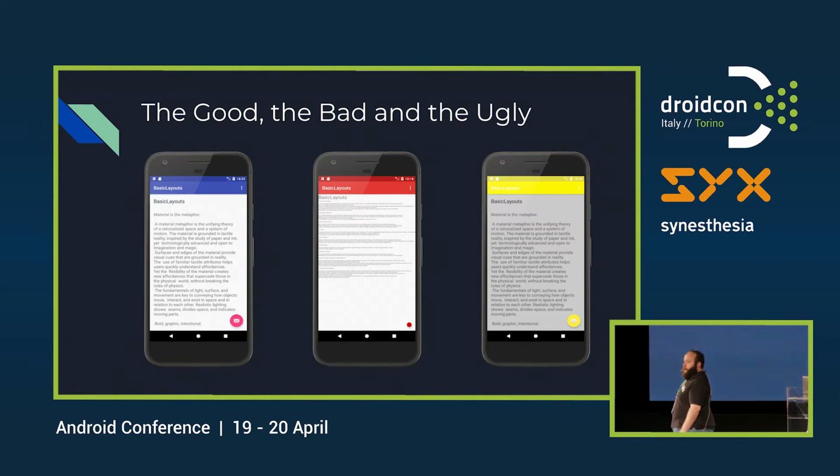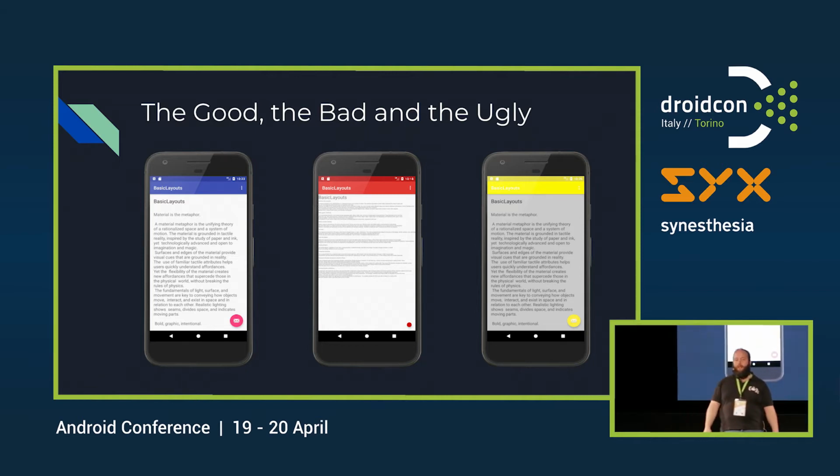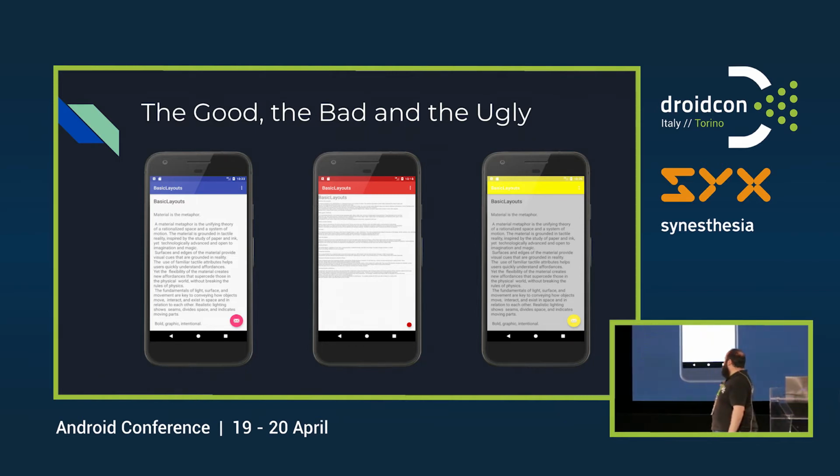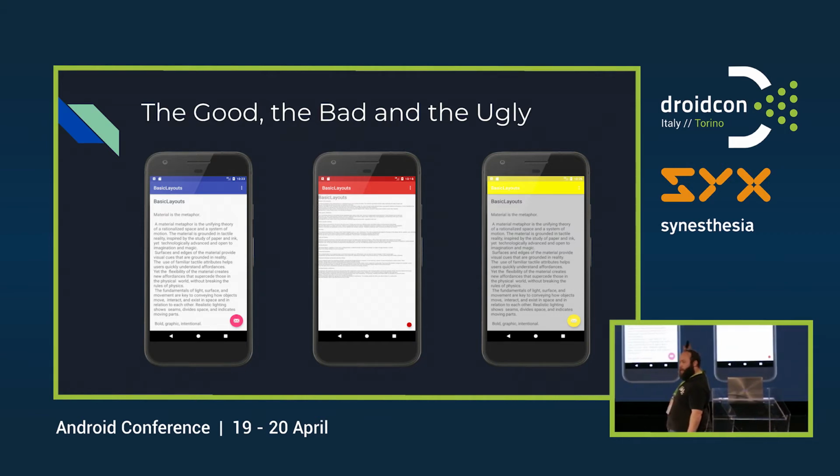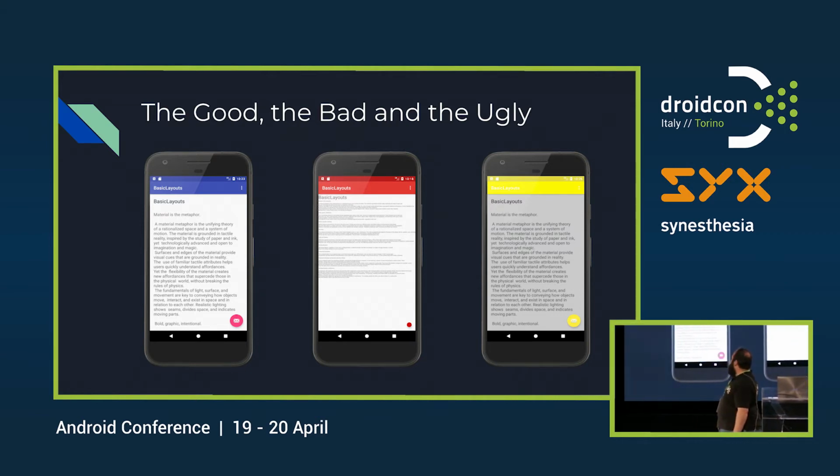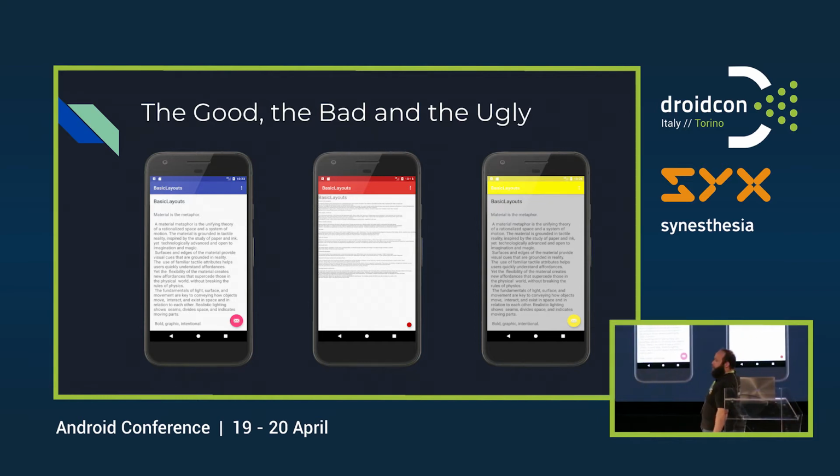Okay. We can have 3 types of layout: the good layout, the bad layout, and the ugly layout. The good layout is basically what an application should look like: clear contrast, visible text, big buttons, and so on. Or we can have a really bad layout. Bad because the text is not visible, the button is really small, and so on.